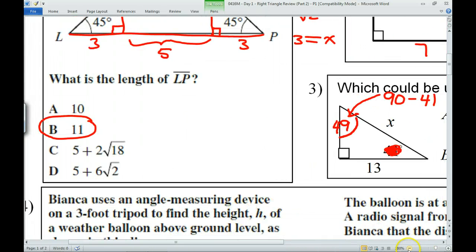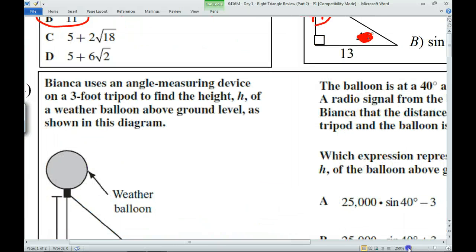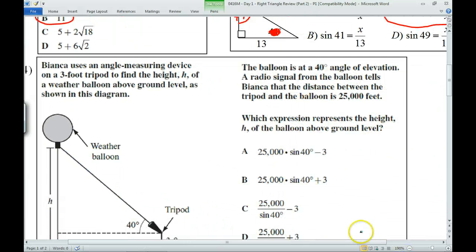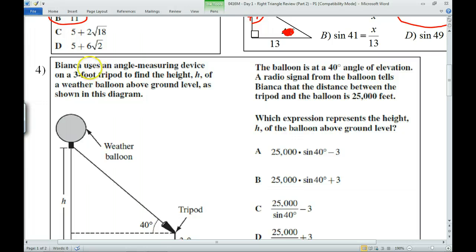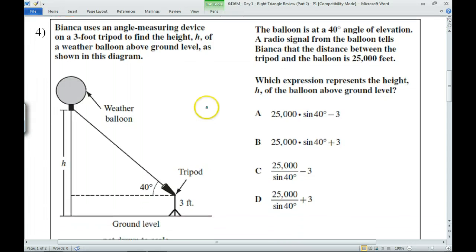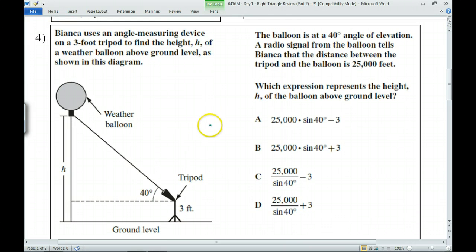Okay, let's look at problem number 4. Bianca uses an angle measuring device on a 3-foot tripod to find the height of a weather balloon above the ground as shown in the diagram. Let's see how she did it. So we see the 40-degree angle is right here.